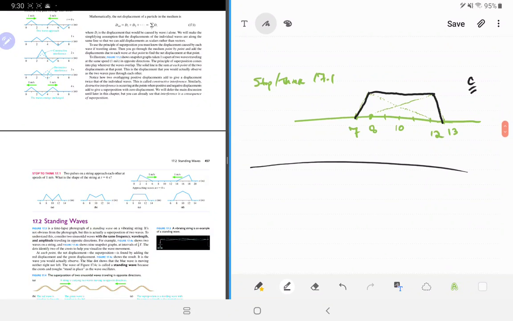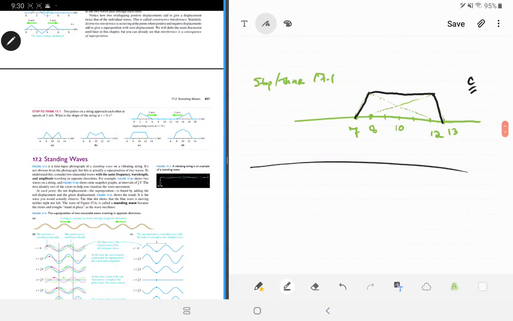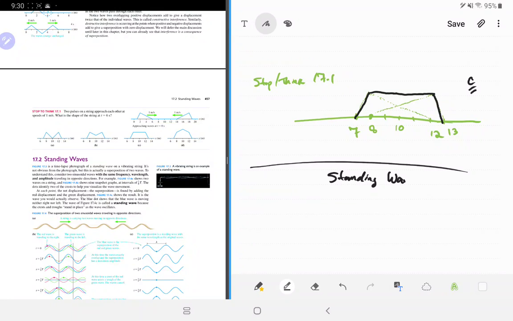Okay, so now we want to get into standing waves. And at this point, just so you have an idea of what we want to be able to describe, I would maybe pause the video and look at the link that I have in the description for what a standing wave looks like.